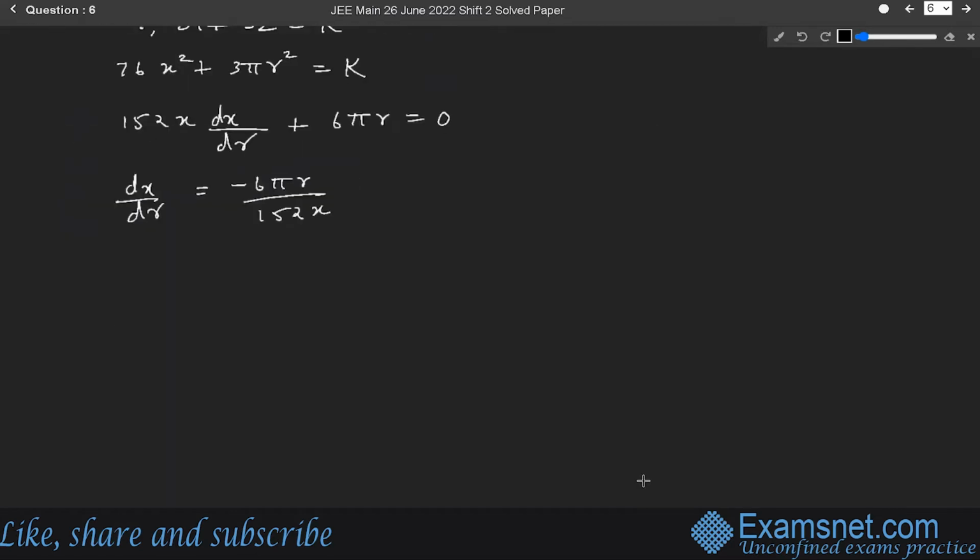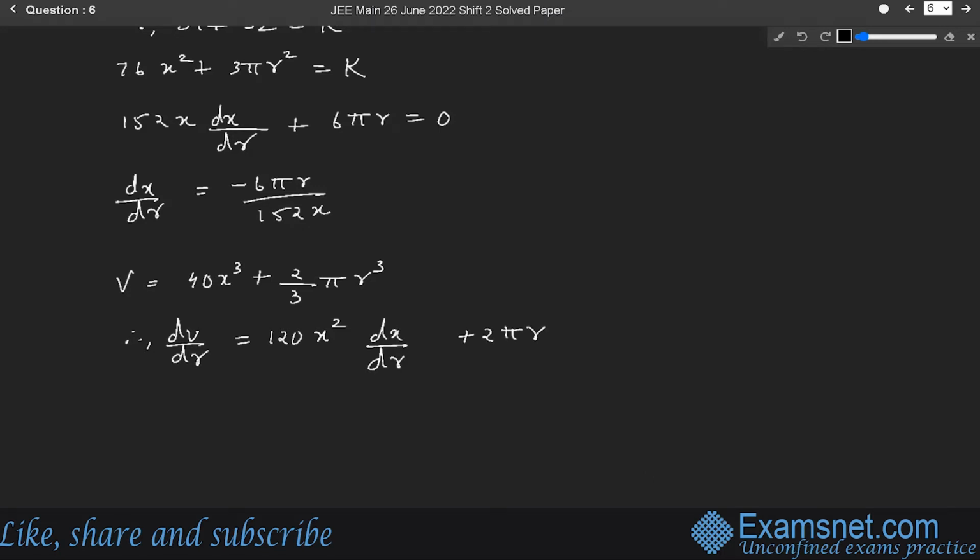Now, the volume V will be equal to 40x cube plus 2 by 3 pi r cube. Therefore, dV upon dr will be equal to 120x square into dx upon dr plus 2 pi r square, which is equal to 0. So 120x square into minus 6 pi r divided by 152x plus 2 pi r square is equal to 0.